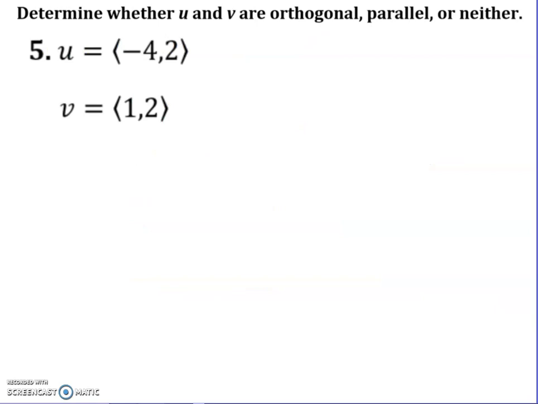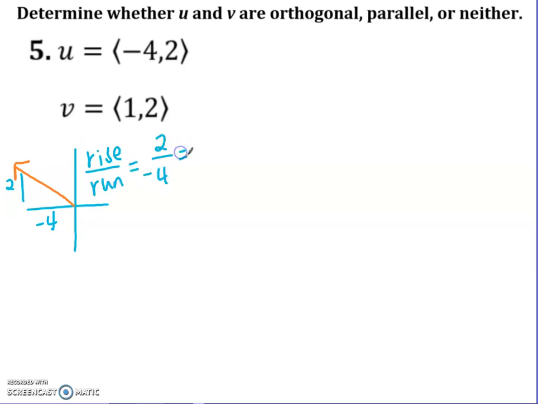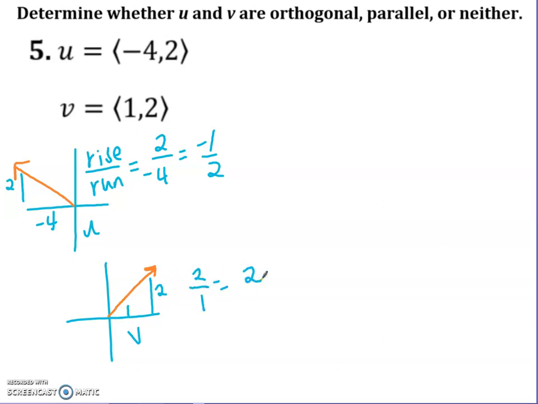Okay, so what does this look like? Determine whether U and V are orthogonal, parallel, or neither. Okay, so I'm going to draw U, right? I've got -4, 2. If I want to find the slope of this guy, the slope is the rise over the run. So this is 2 over -4, which is -1/2. Okay, that's U, and now I'm going to find V. This is 1, 2. The slope here is 2 over 1, which is 2.